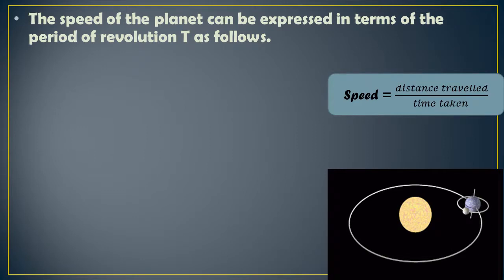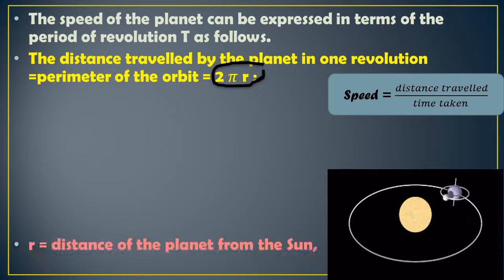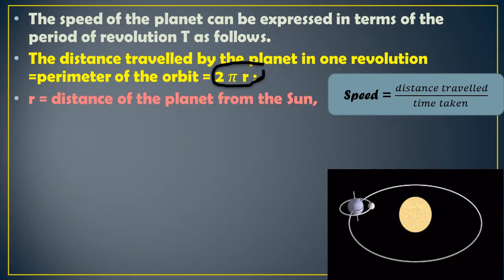Now we need the formula for speed, because we will need the speed in the formula of centripetal force. Speed is equal to distance traveled upon time taken. That means how much distance is traveled in a particular period of time. Next is the distance traveled by the planet in one revolution. As the planet is revolving around the sun in a circular orbit, we take the perimeter of the orbit, which is 2πr. Here r is the distance of the planet from the sun, or we can say the radius also.